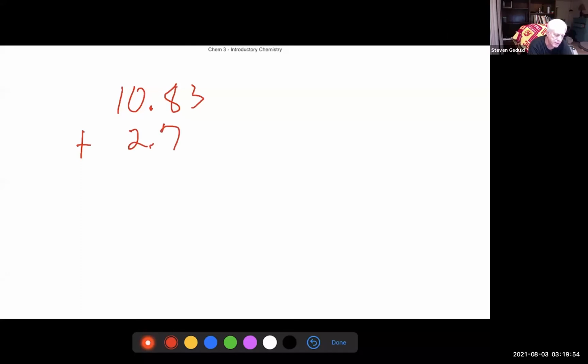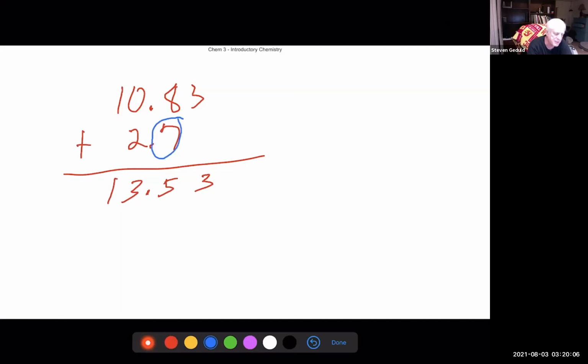It's good to the least accurate place. So if we got 10.83 and we're going to add 2.7, we get 13.53. The least accurate number is one place past the decimal. So you're only good to one place past the decimal. Perfect. So adding and subtracting, the least accurate number, 13.5.